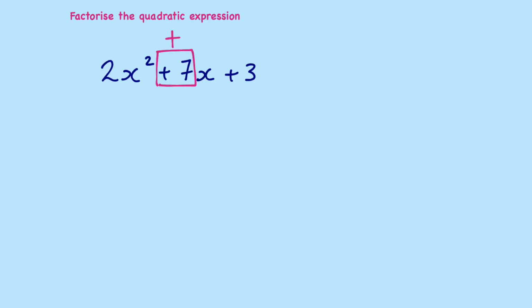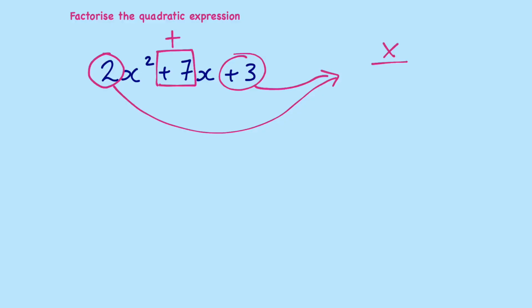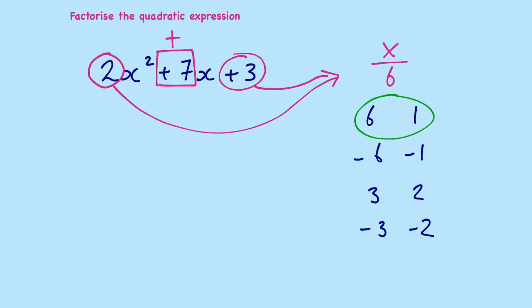So remember, we have to find two numbers that add to give me plus 7, and then two numbers which multiply to give me plus 6. So what I will do is list my factor pairs of the number 6. Here we have our four pairs: 6 and 1, minus 6 and minus 1, 3 and 2, and minus 3 and minus 2. But which of these four pairs also add to give me plus 7? That's right, it's 6 and 1. So we now rewrite the plus 7x as plus 6x and plus 1x, or plus x.